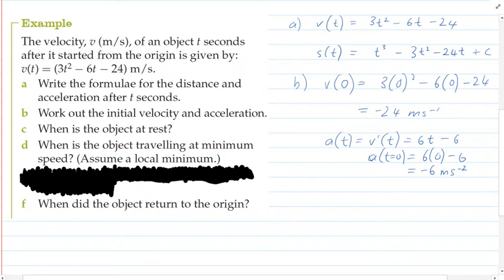Okay, question C is asking when is the object at rest. Well, the object is at rest when velocity equals 0, so that's when v of t is equal to 0. So v of t is 3t squared minus 6t minus 24, so this is just a quadratic. We'll start by dividing both sides by 3. So we'll have 0 equals t squared minus 2t minus 8.